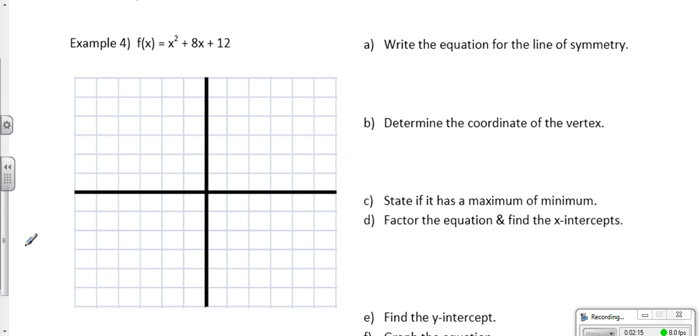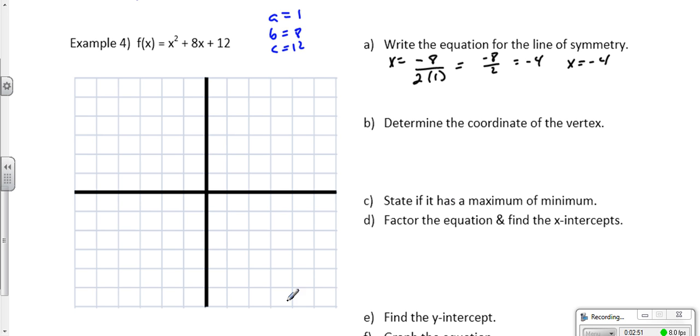And I gave a rough graph on our last lesson, so here's where we actually do the graph based on what we find out. So the equation of the line of symmetry, in this case, again, first I'm going to say what a is. B is 8 and C is 12. So write the equation for the line of symmetry. Line of symmetry would be x equals -b over 2 times a, which is -8 over 2, which is -4. So x equals -4.